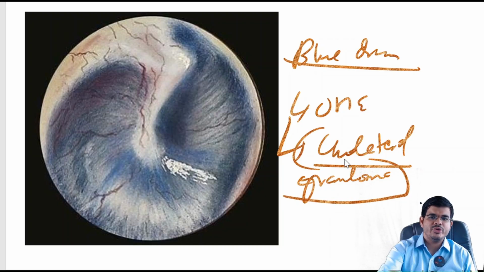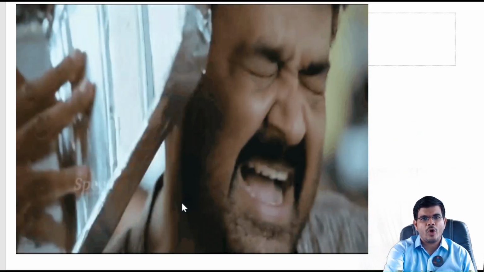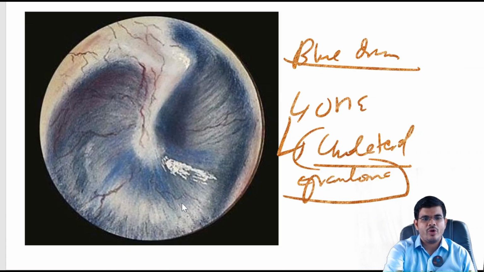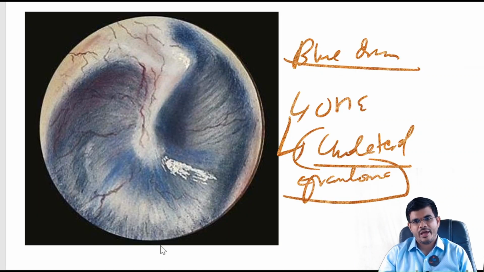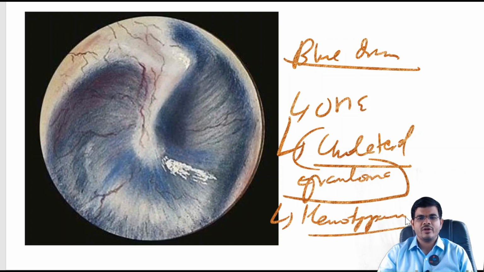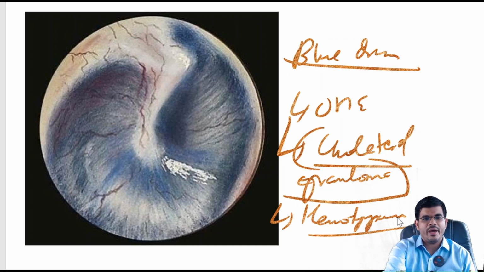Okay, and where else will you see a blue TM? It is seen when there is a history of trauma. When there is a history of trauma, there could be a hemotympanum, and that can result in a blue TM. Now, what kind of trauma results in hemotympanum? What did I tell you? Now, occipital trauma results in hemotympanum because of the temporal bone fracture being transverse. It will be directly injuring the middle ear ossicles, but won't be injuring the tympanic membrane. So there will be hemotympanum.